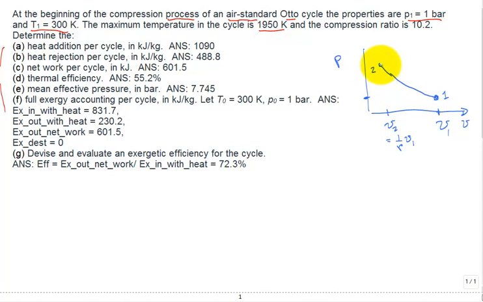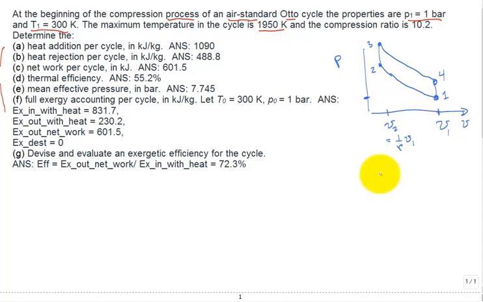Now for the Otto cycle, we stay at constant volume and we add heat up to state 3, and that gives us our maximum temperature. And then we expand in our power stroke down to the same specific volume. So V4 and V1 are the same. And then constant volume heat rejection.